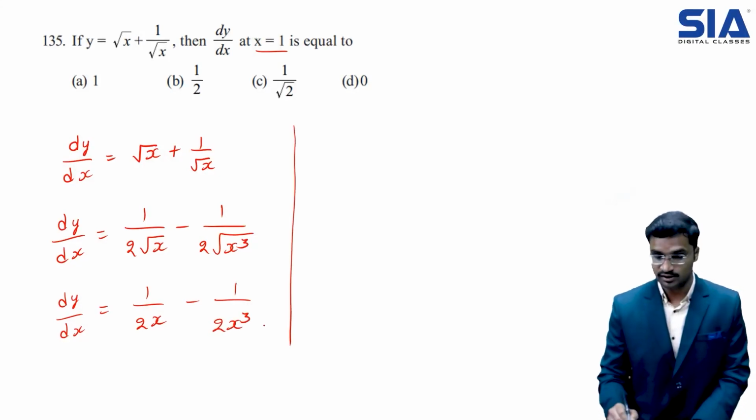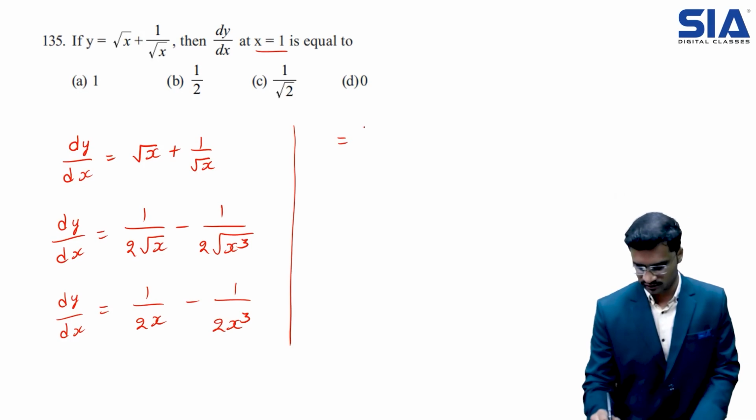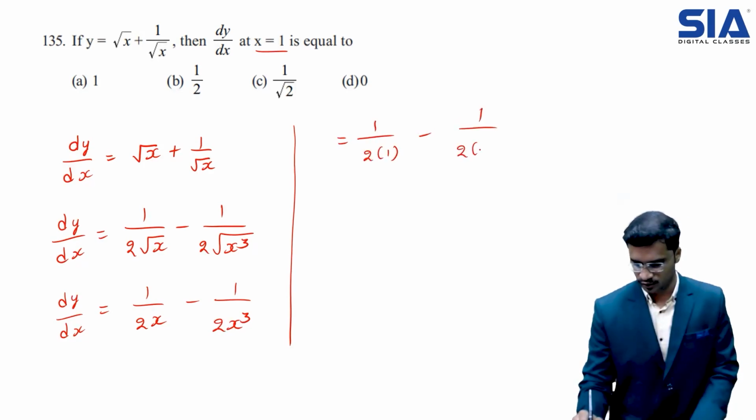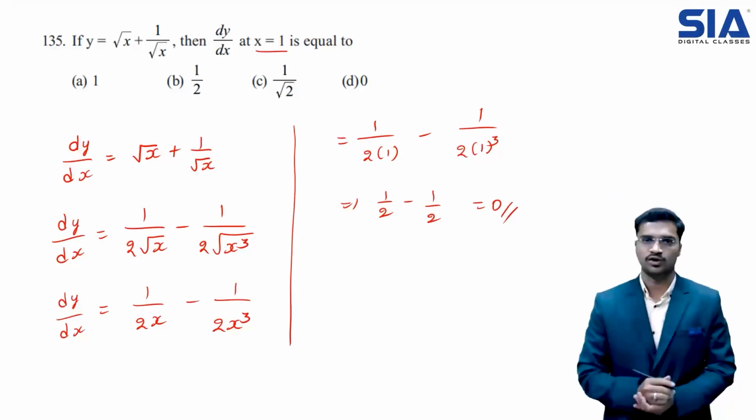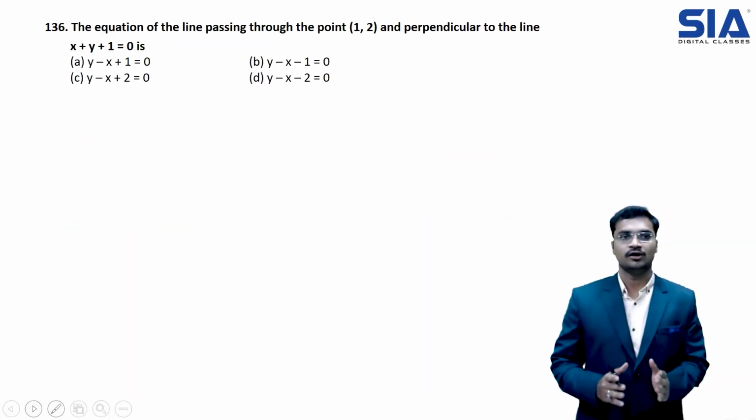Let us substitute the value. X is 1 here, which is 1 by 2 into 1 minus 1 by 2 into 1 cube. Then 1 by 2 minus 1 by 2 is what? 0. So our answer is 0. Now coming to our next question, which is the 136th question.